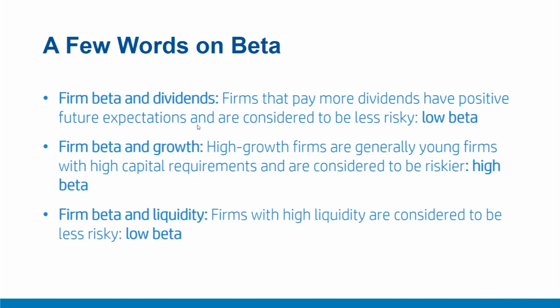It is assumed that firms that pay more dividends have positive future expectations, and these firms are considerably less risky and therefore have low beta. These are called low beta firms, and therefore we can expect a negative relation between firm beta and dividends. High growth firms are generally young firms with high capital requirements. These firms are considered risky, and therefore these firms have a positive relation with beta. So the firms with high growth have a positive relation with the beta. Firms with high liquidity are also considered to be less risky, and therefore liquidity has a negative relation with beta. So firm beta with liquidity.